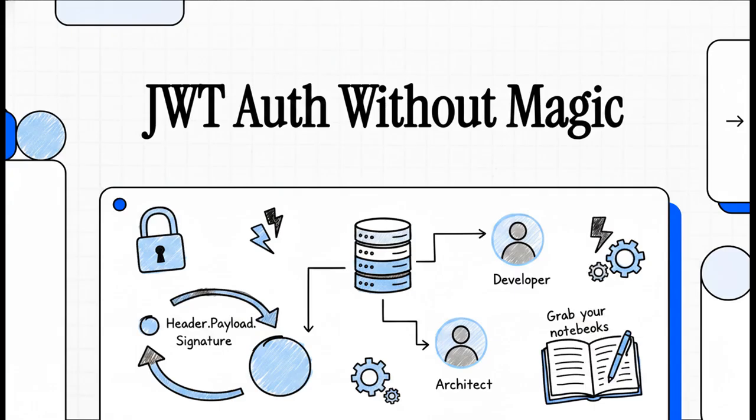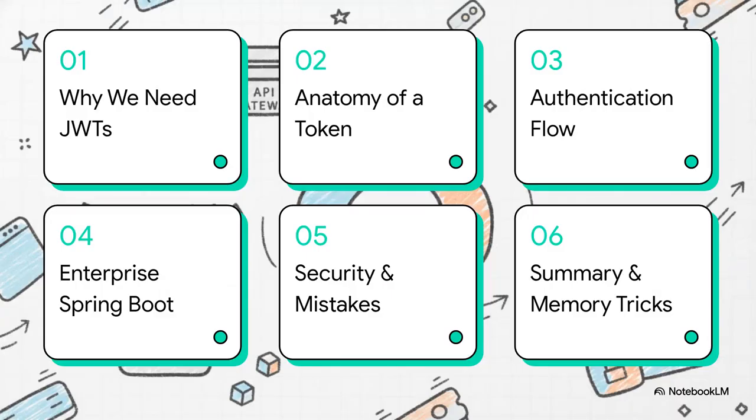Think of this as your ultimate instructor-led deep dive designed specifically for developers, architects, and really anyone gearing up for a high-stakes technical interview. So grab your notebooks because we are stripping away the magic and getting right down to first principles. Here's our agenda for today. We'll start with why we actually need JWTs, break down the anatomy of a token, and trace the authentication flow. Then we'll dive into enterprise Spring Boot architecture, cover some critical security mistakes, and wrap up with a few handy memory tricks.